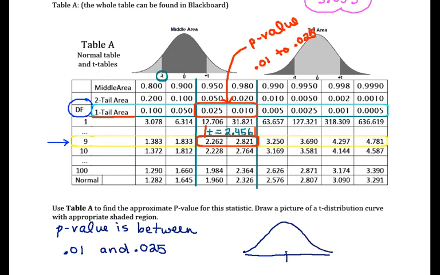In my picture, I need to have my null parameter in the center. My null parameter is 100. That's mu naught. And my sample statistic is where the tail starts. So my sample statistic is 92.5. I'm drawing it pretty far out because my t-score was 2.5, so we're approximately 2.5 standard deviations less than the mean. It was negative 2.5. And so this is what my tail area would look like for this p-value.